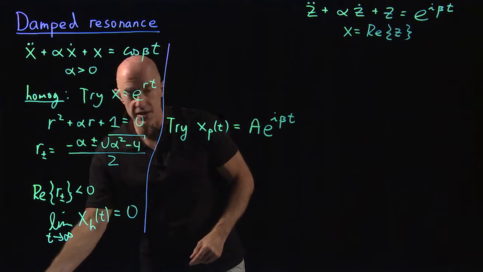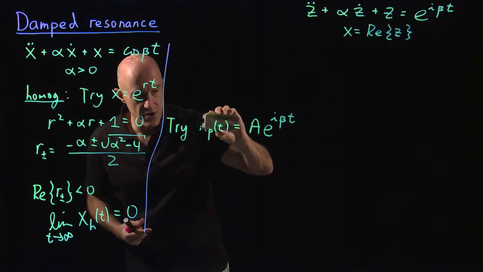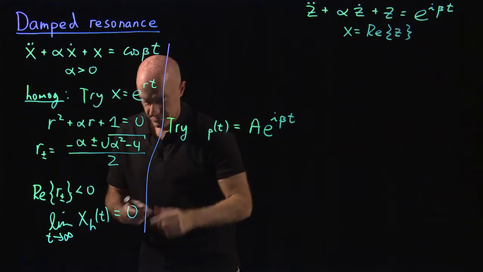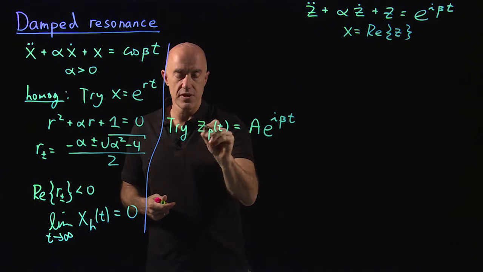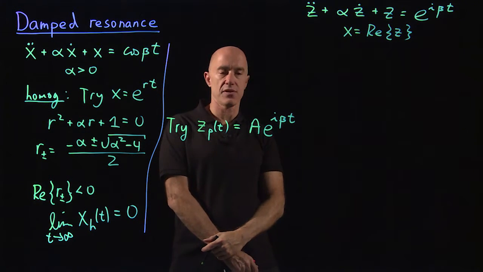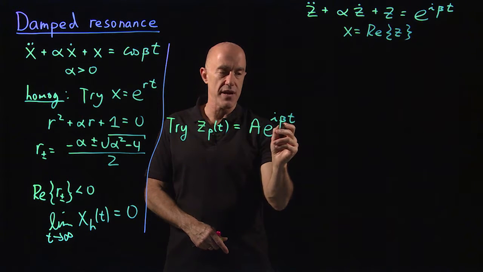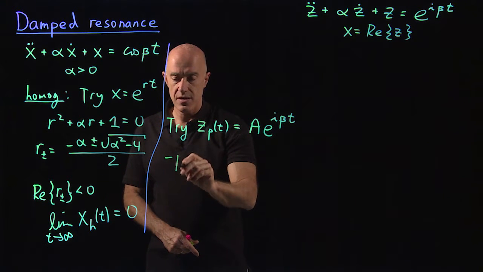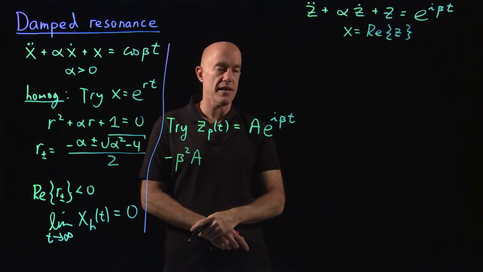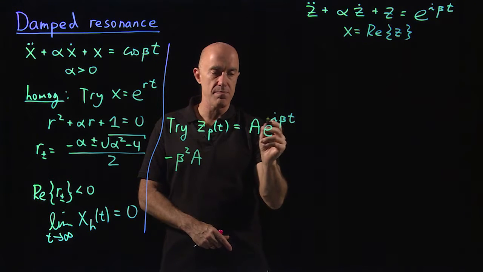Because we converted to a complex differential equation, we're actually looking for z here, not x. So we're looking for z. We're substituting into our complex differential equation. The second derivative will bring down i beta squared, which is minus beta squared. So we have minus beta squared a. The e to the i beta t will cancel. Plus alpha z dot. z dot will bring down an i beta.